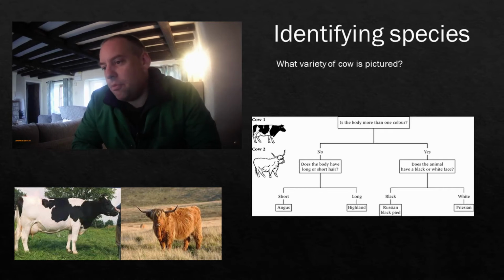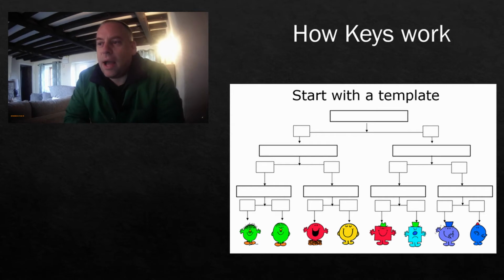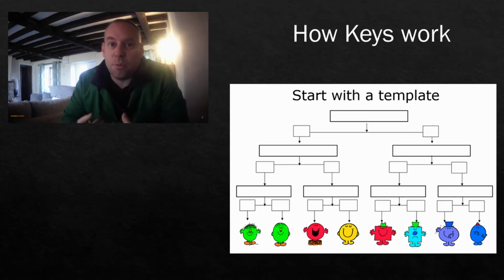And I've got here, we're going to use Mr. Men as our example. And I'm going to show you how to build a key using the Mr. Men as our example. So we start with the templates. Now, in the description bar, there is a link to a blank template if you want to use one of those. If not, you could just draw it on a piece of paper. That's fine. If you're in one of my classes, I've uploaded this to OneNote.